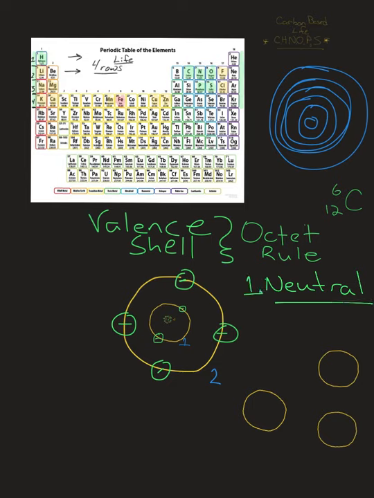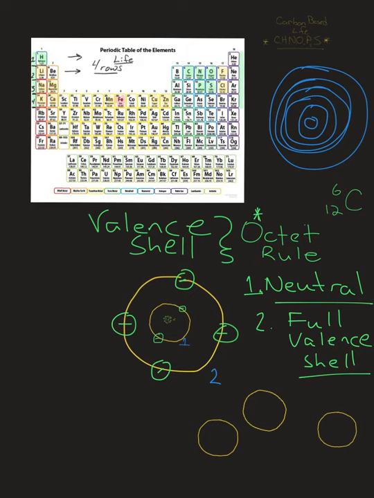Elements tend to move towards neutrality. They tend to be more stable when there's no charge. So this atom is more stable than it would be if it had a charge. But the second rule is they tend to move towards getting a full valence shell. Now, for most of these atoms on this periodic table, the full valence shell means 8. Because as you see here with carbon, there's 1, 2, 3, 4. It could fit 8, so it needs 4 more.